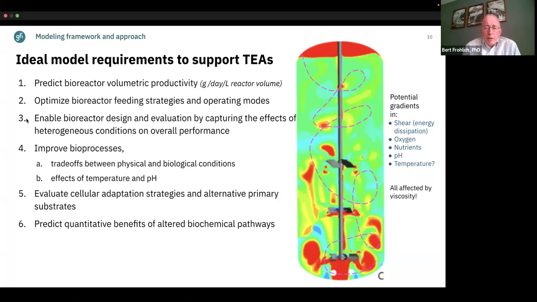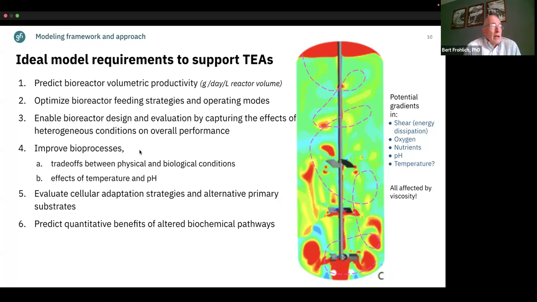And my little picture to the right is my attempt to show how a cell, that's the dotted line, might move through a bioreactor. And it's going to be exposed to many different microenvironments, and those could be changes or gradients in shear, oxygen, nutrients, pH, and even temperature. And that situation is only going to get more complex as the viscosity goes up when we achieve higher and higher cell concentrations.